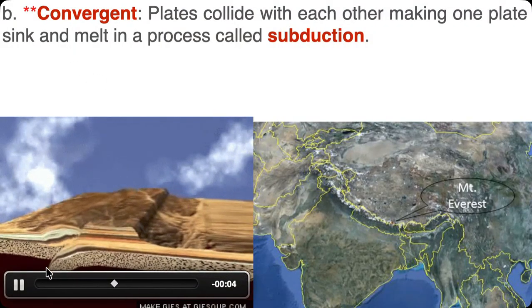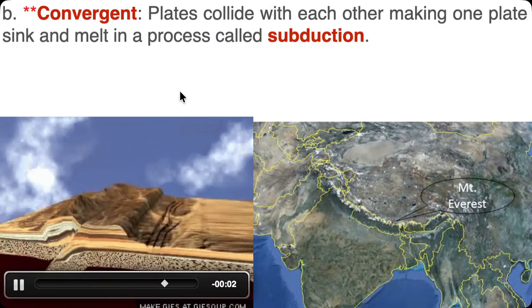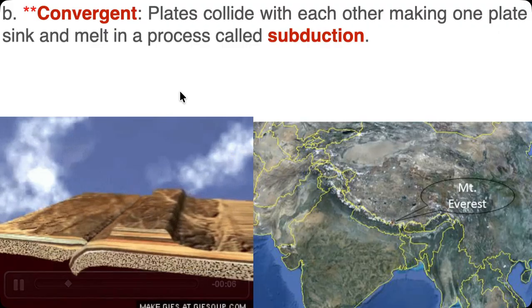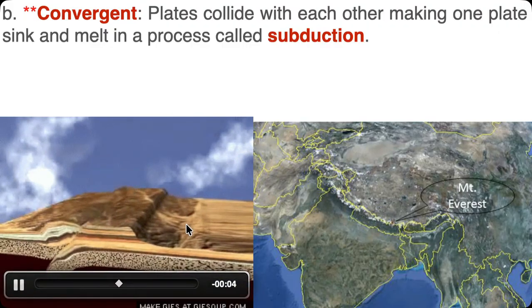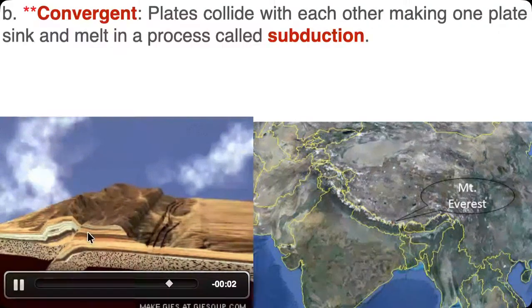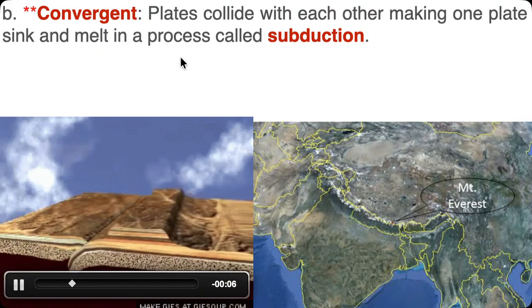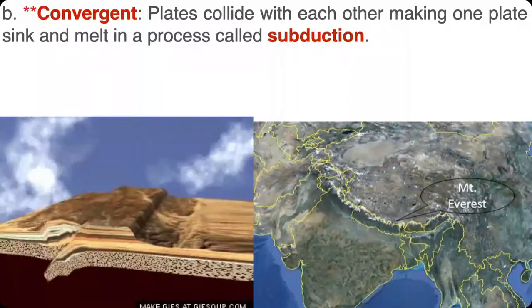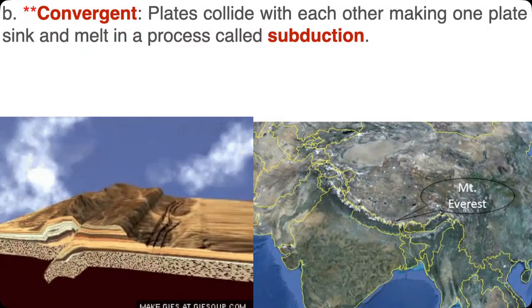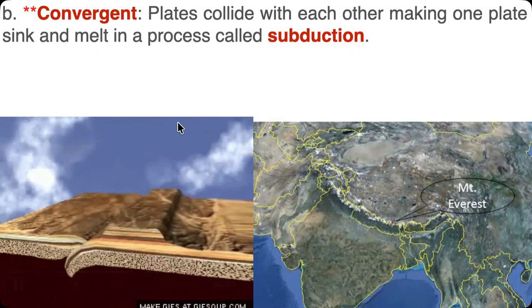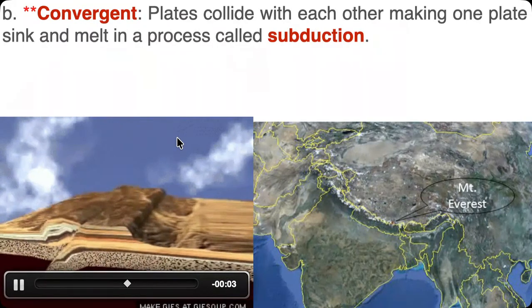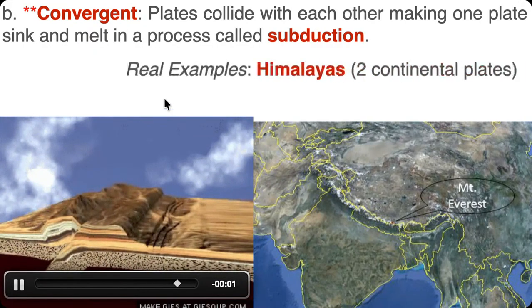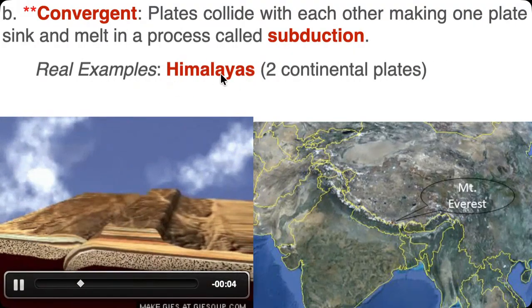So here you can see in this animation, subduction is occurring. That plate on the right is being crumpled and moving downwards. The one on the left is being crumpled, but it's not moving downwards. In fact, it's moving upwards. So we're getting mountains forming here. There are a lot of different types of convergent plate boundaries. So the first one that we're going to talk about, though, are the Himalayas.